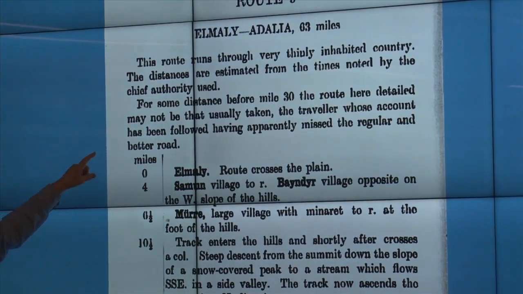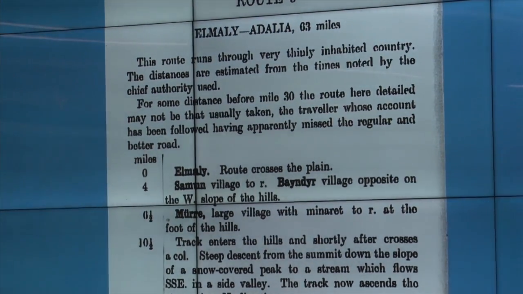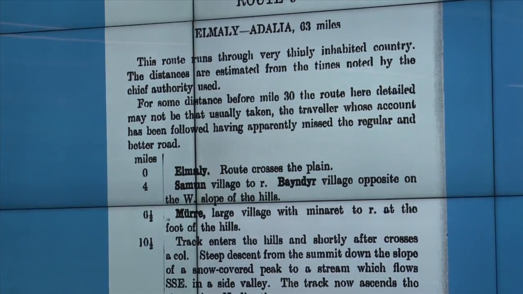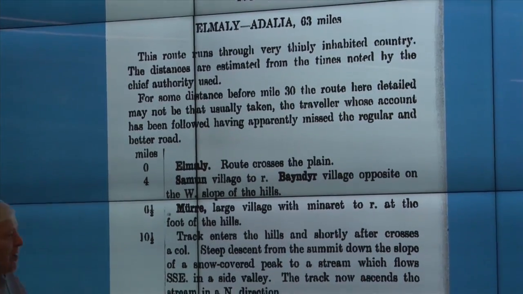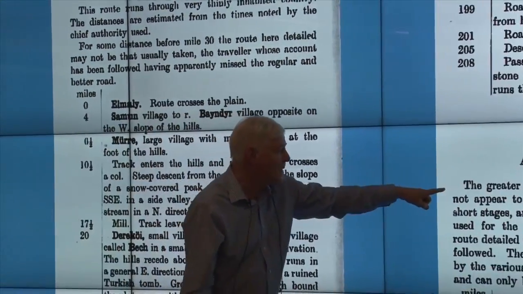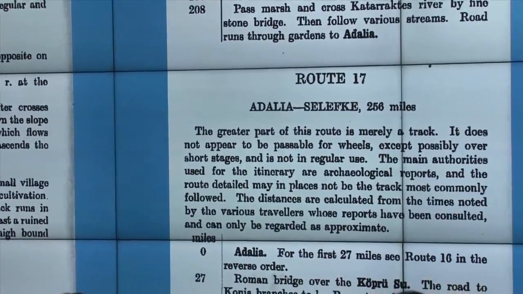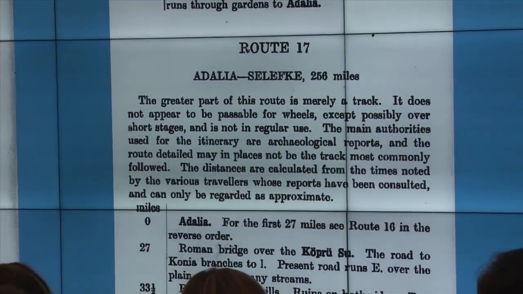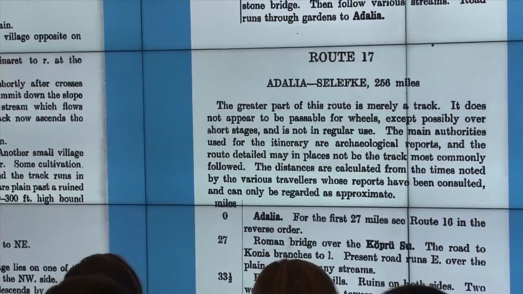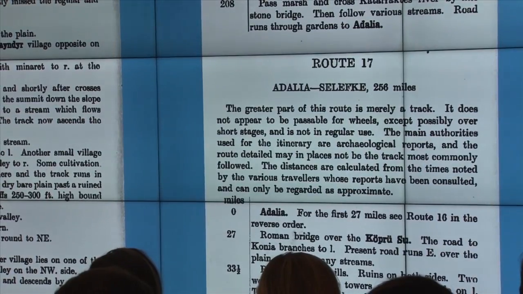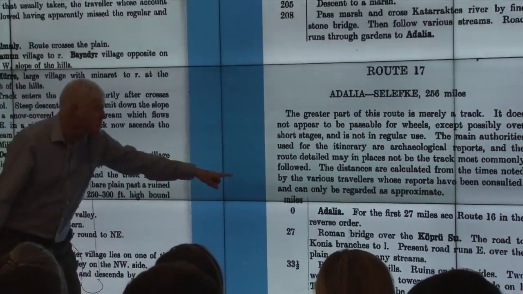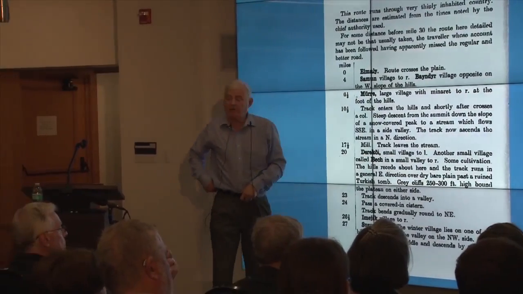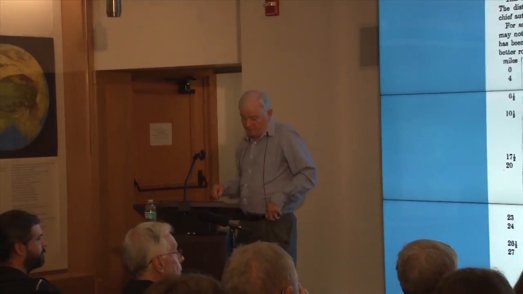For some distance, the route may not be that usually taken because the traveller whose account has been followed had apparently missed the regular and better road. Oh, well, yeah, right. The greater part of this route is merely a track. It doesn't appear to be passable for wheels, not in regular use. The main authorities used are archaeological reports, and the route detailed in places may not be the track most commonly used. The distances are calculated from the times noticed by the various travellers and can only be regarded as approximate.